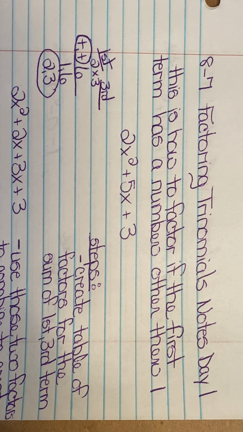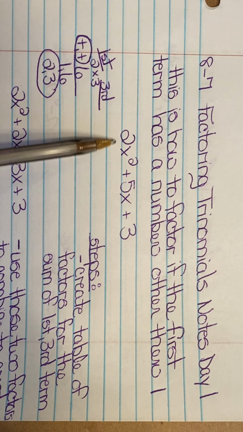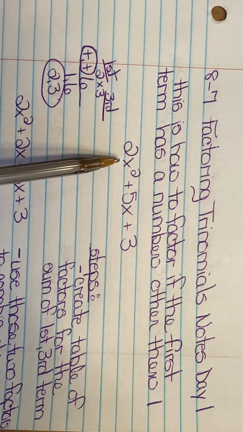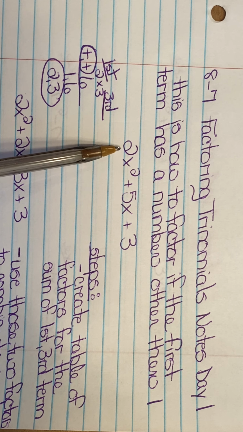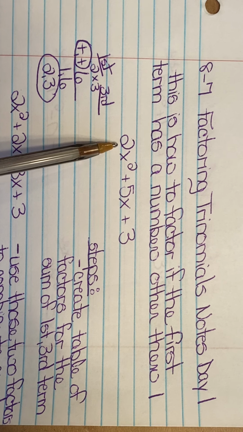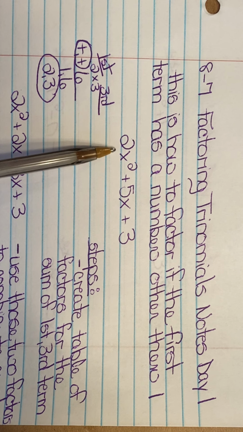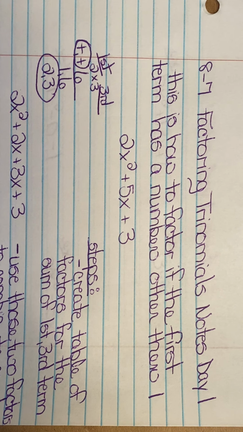Okay, so today we're going to do Chapter 8, Section 7 with factoring trinomials that have a number in front of the x squared that is other than 1. So it could be bigger, it could be smaller. Okay, and you can see that this is an example of a trinomial where the first coefficient is bigger than 1.